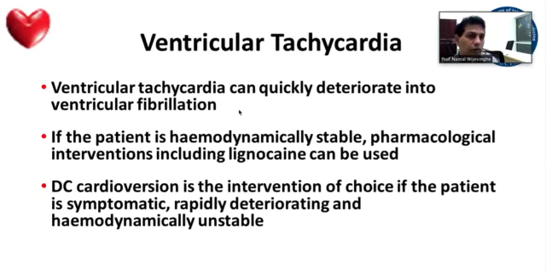But some patients may be very symptomatic. They are drowsy, they are feeling lifeless and having palpitations, and the blood pressure is low, hemodynamically unstable. The blood pressure is 90 by 60. Those patients cannot wait for the medicines to work. You have to do a DC cardioversion.